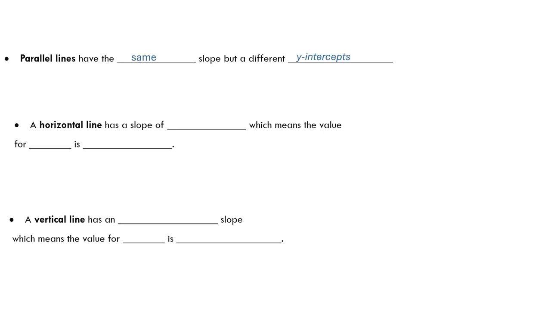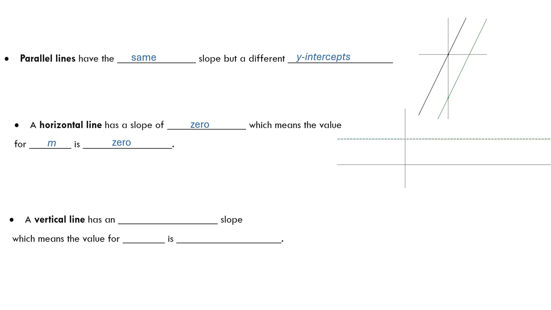Parallel lines have the same slope, but different y-intercepts. A horizontal line has a slope of 0, which means the value for m is 0. A vertical line has an undefined or infinite slope, which means the value for m is undefined.